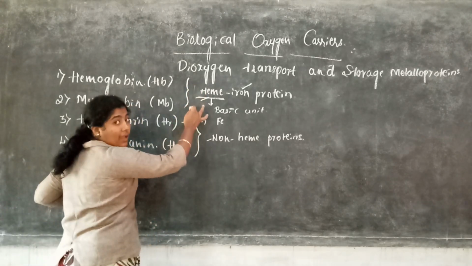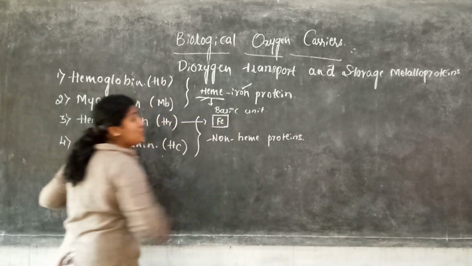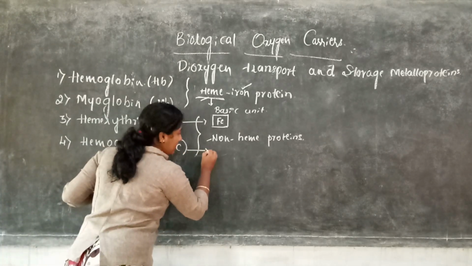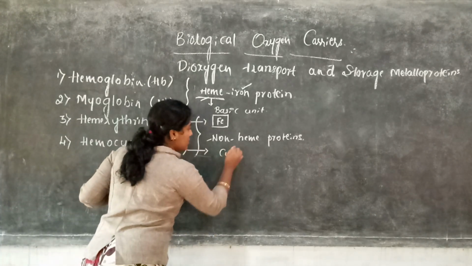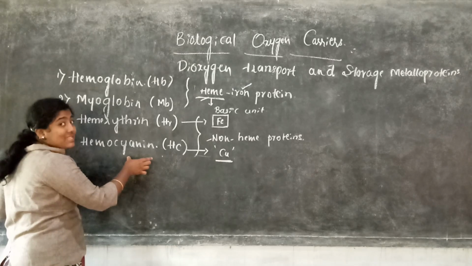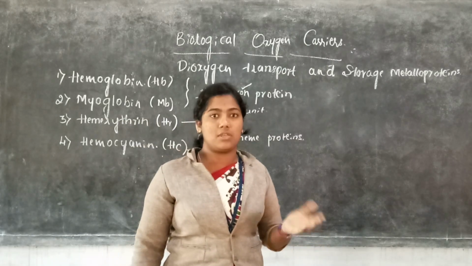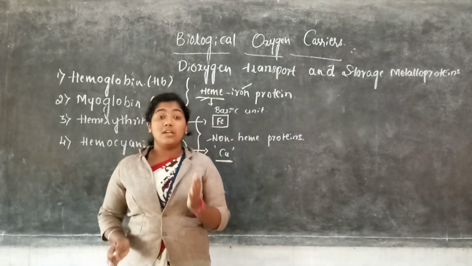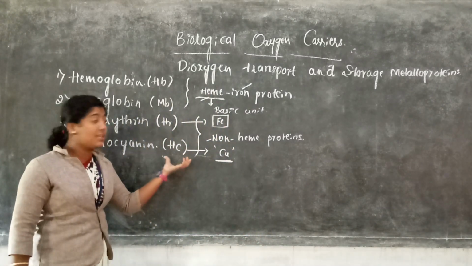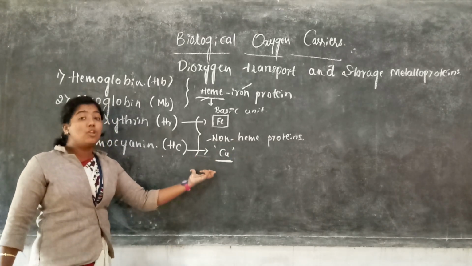Hemoglobin, myoglobin and hemerythrin all contain iron in the active center. Okay, but the last one is hemocyanin. So hemocyanin contains copper. So a copper containing metalloprotein is known as hemocyanin. Hemocyanin is mainly found in lobsters and crabs. These lobsters and crabs contain copper in the active center, known as hemocyanin. This is also a non-heme protein.